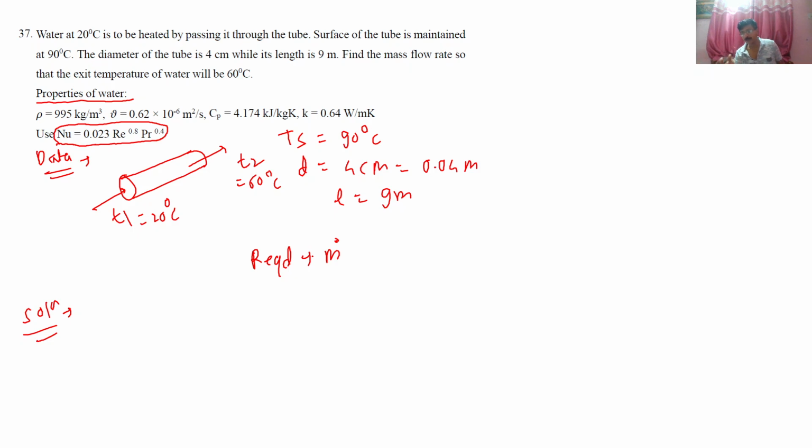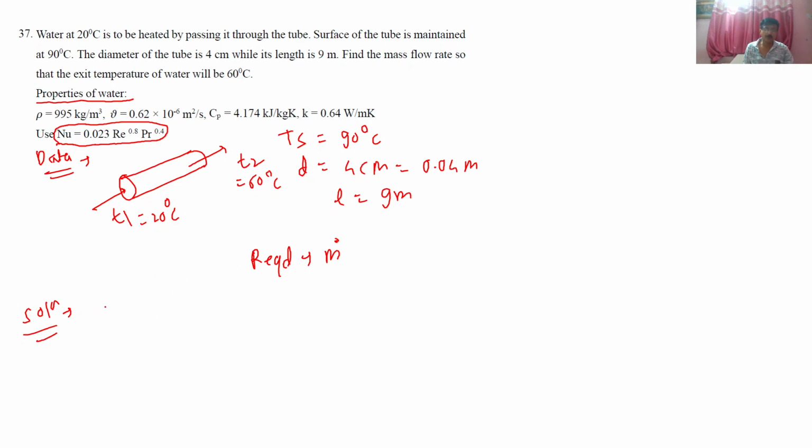Mass flow rate, velocity, volume flow rate. If such things are given, the problem belongs to forced convection. In this problem, no volume flow rate or velocity is mentioned, but they have mentioned to calculate mass flow rate. So that means this problem definitely belongs to forced convection.